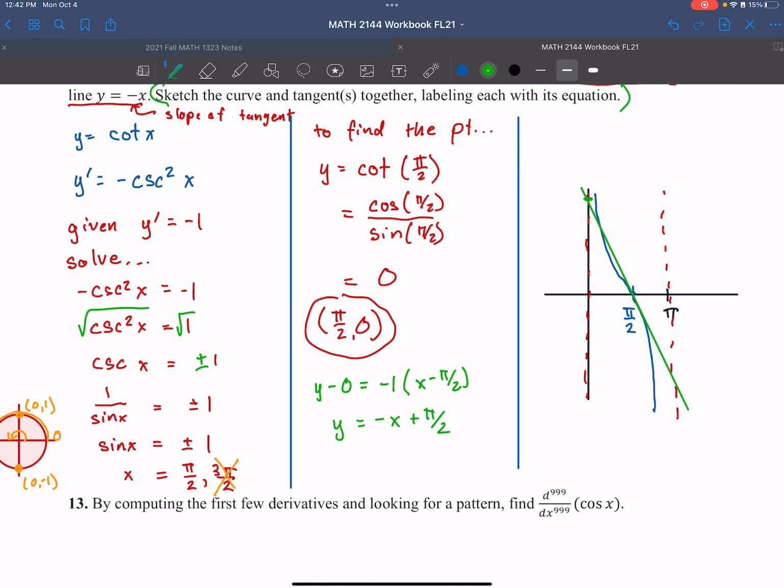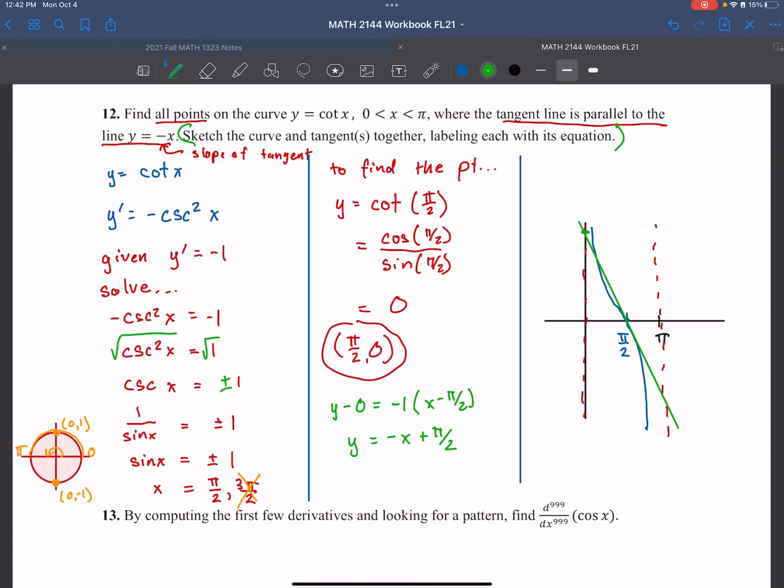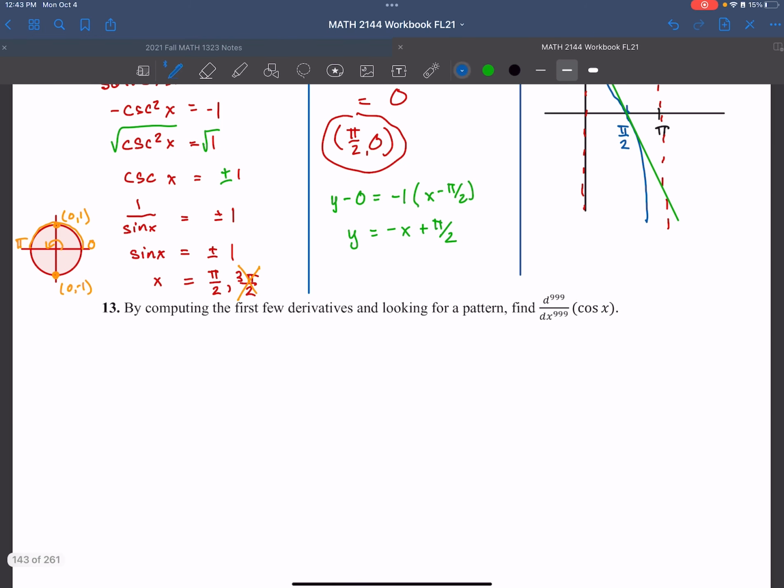Okay. Any questions on number 12? So hopefully that serves as an example to help you reason through it. 13 is just a matter of pattern matching. So I'm going to give you a tip on this. Take a bunch of higher order derivatives. So basically just keep taking the derivative, until it repeats.